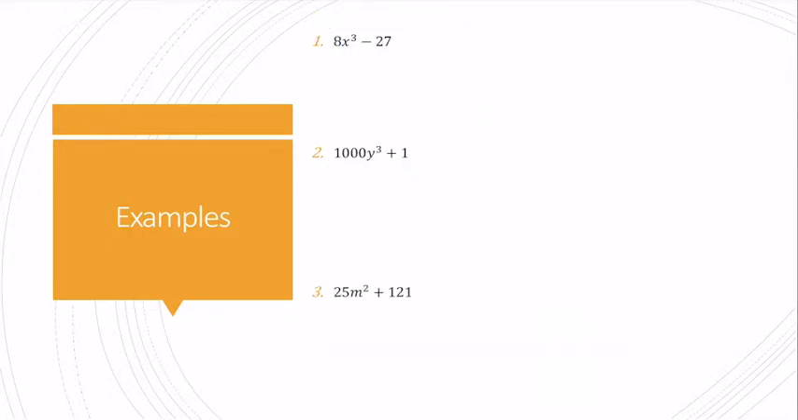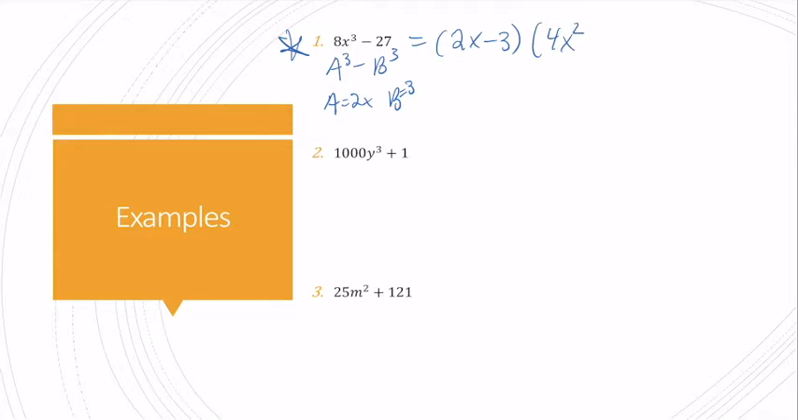Next, I have 8x cubed minus 27. This is a perfect cube. I'm going to have to use my cube rules. So that looks like a cubed minus b cubed. Here my a is 2x and my b is 3. So this is going to be a minus b, which would give me 2x minus 3 times 4x squared plus 6x plus 9.